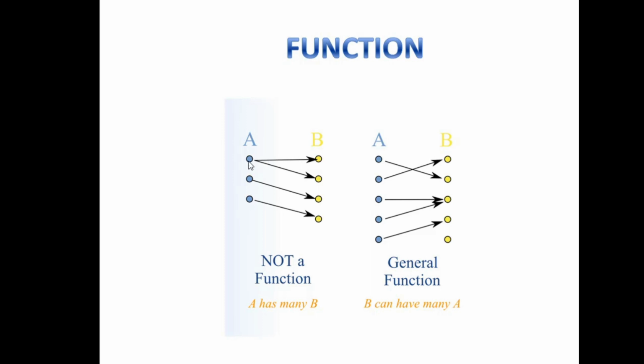Here you can see the element of A has two images in B. So this is not a type of function, meaning A has many B. This is not possible in functions. But here in the second case you can see B can have many A. So one B is having two A, that is okay in functions. But when A has many B, that is not possible in functions.